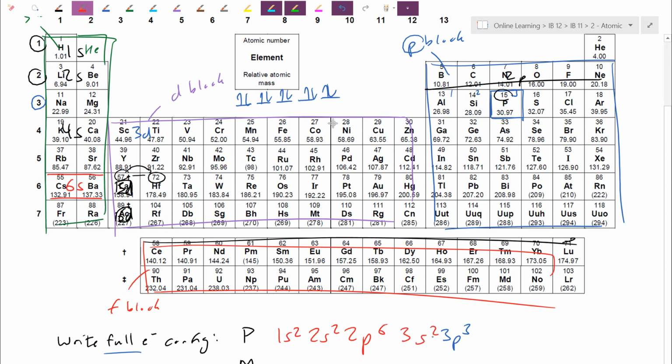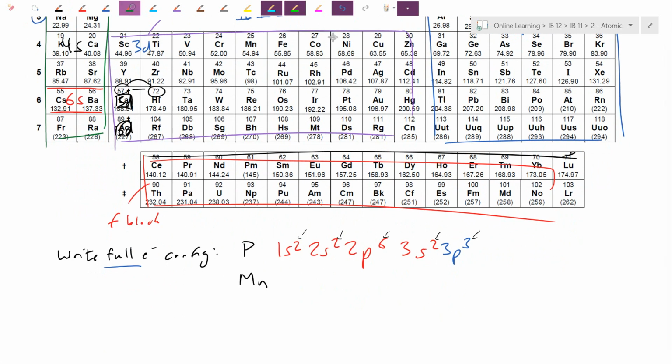So 3s2, and 3p I know in total can hold 6 because I have 3 rooms, but phosphorus only has enough electrons for 3 people to go in. They're going to go in single, single, single, so 3p3. You can do a double check for yourself here. Not only did we end with the 3p3 that we thought about, if I add up all these superscripts here, they should add up to the total number of electrons because this is a full roster of where all the electrons ended up. Let's do the same for manganese.